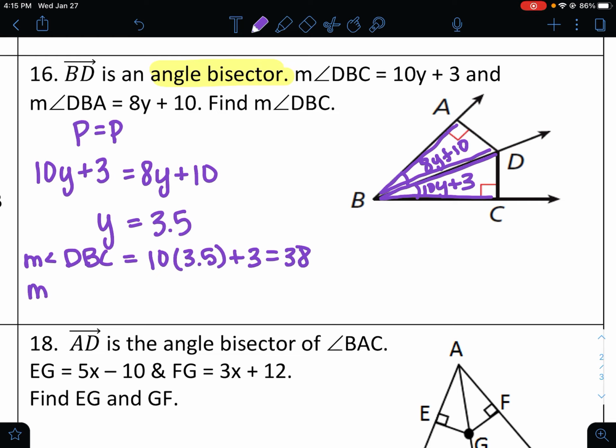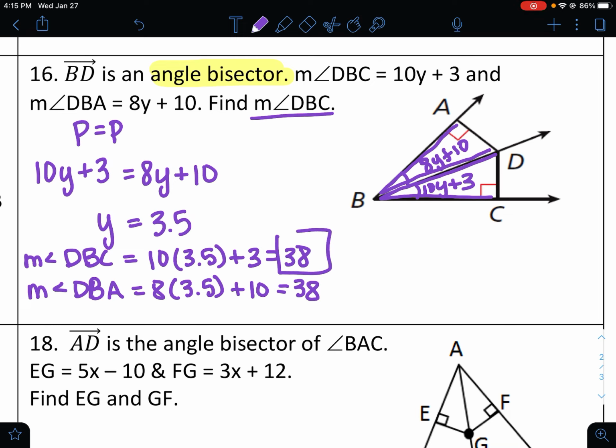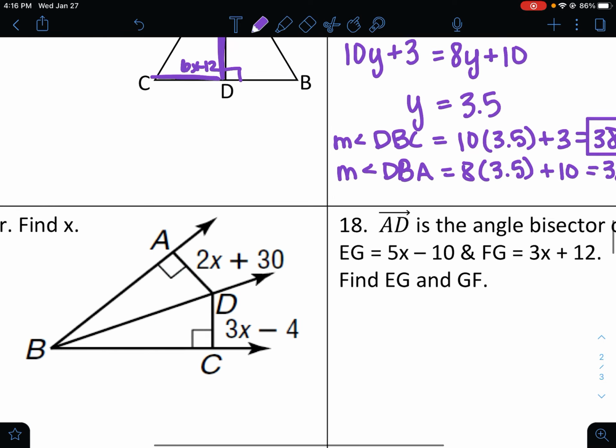And then we're going to check our work by checking DBA. And that's going to be 8 times 3.5 plus 10. And that's also 38. So since they're both 38, they were supposed to be equal, remember? So we're good. And the measure of DBC is 38 degrees. Make sure to put degrees here, since we're talking about angles.